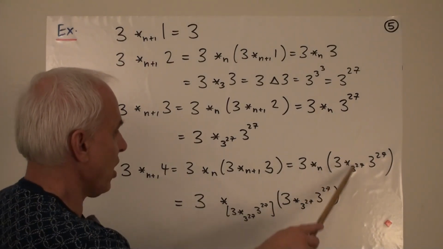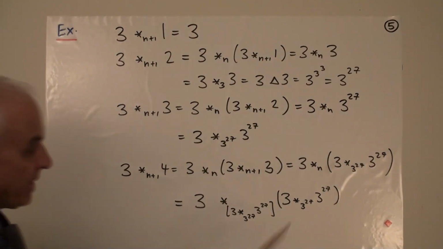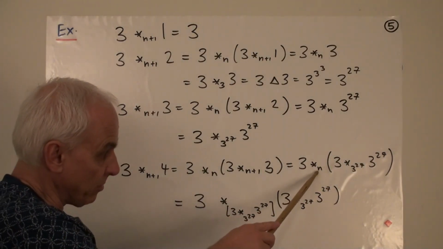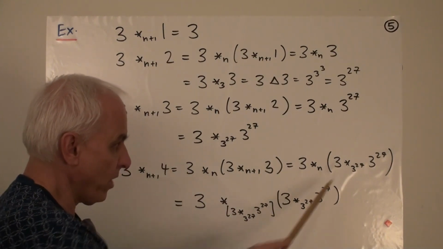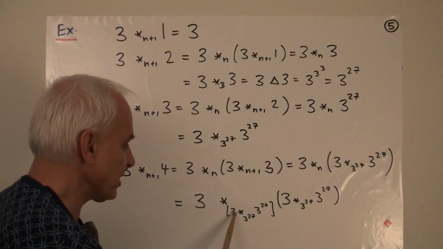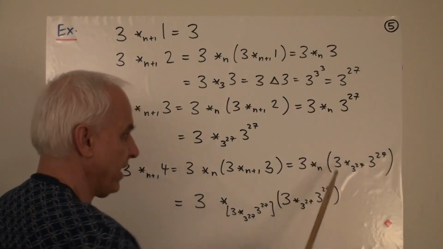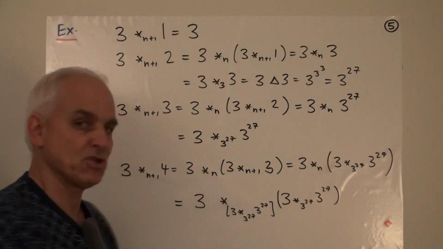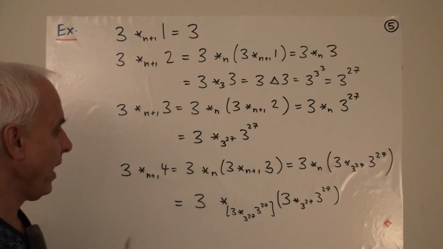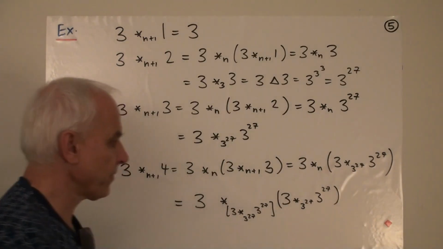this 3 star 3 to the 27, 3 to the 27. And now we still have the star n here, so we have to replace the n here with this second sort of exponent. So here is 3 star 3 to the 27, 3 to the 27. That whole thing is the subscript under the star now. And then we have to, again, multiply that by the same thing here.